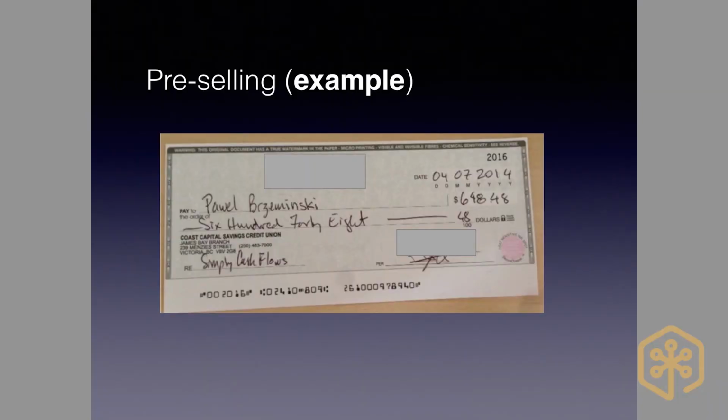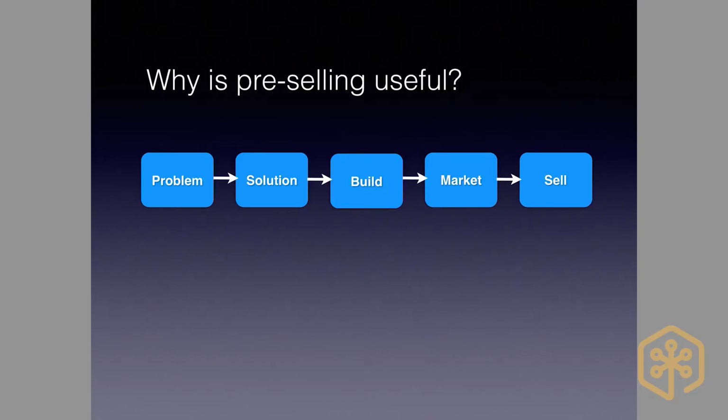So here's an example. I got a personal check from a lady that is thousands of miles away from me. She has never seen me. We exchanged a couple of emails, a couple of conversations. She had a painful problem. I offered to solve it. She sent me a personal check for $600. So it works. So why is pre-selling such a powerful concept, why do I like it?